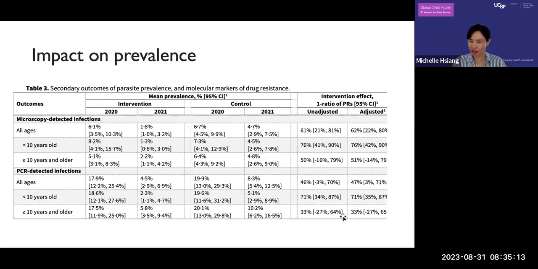Our main hypothesis on this is that in the older ages, we got less coverage in our survey. They weren't home as much, the adults. And so we're wondering if it's just that we didn't get all the adults who were parasitemic, so we weren't able to measure that effect as well in the older age groups.